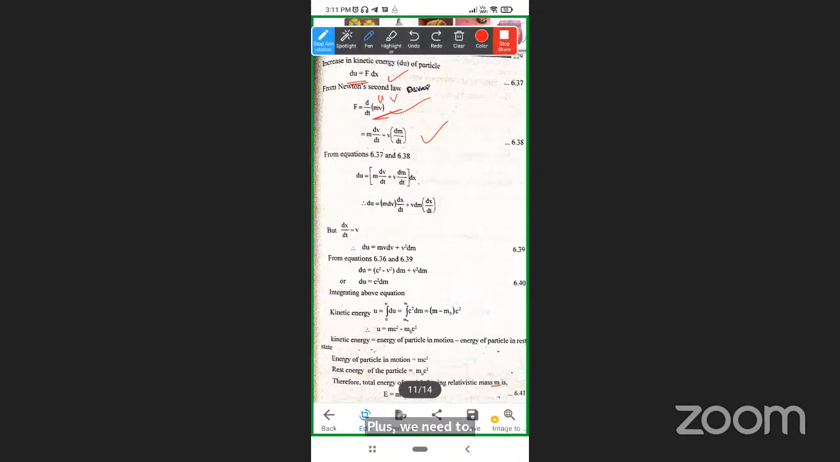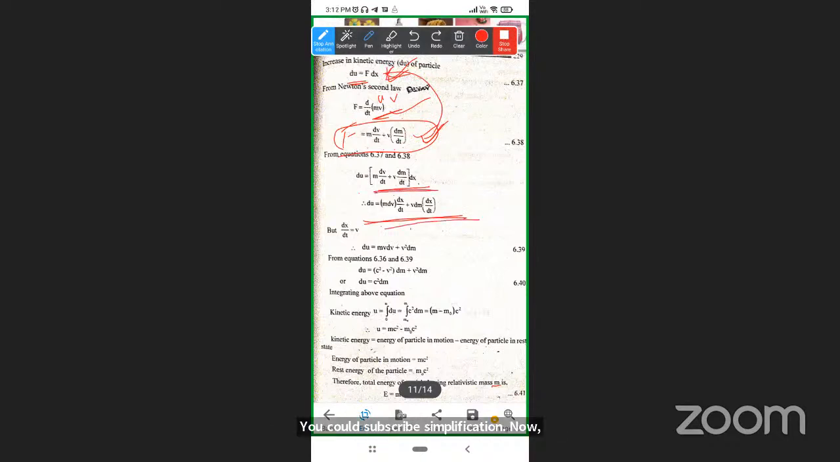This equation and this equation, this value is F. Substituting F in the above equation, what is du? du is equal to m into dv by dt plus v into dm by dt, into dx. So du is equal to m dv dx by dt plus v dm dx by dt. We substitute this value for F here and simplify.